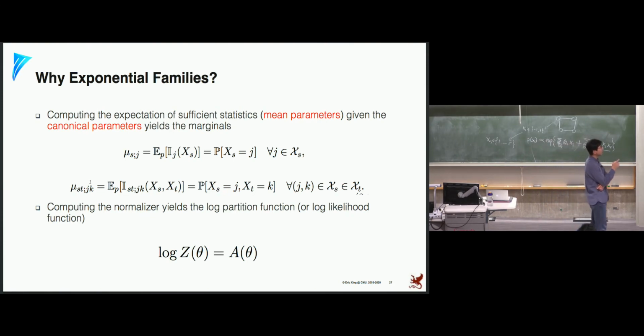So in the exponential family, first of all, the marginal distributions can be written as the mean parameter. So it's just the expectation of the indicator. And then the same thing for the pairwise distribution. If you take the expectation over the indicators or the sufficient statistics, then it just gives you the mean parameters.